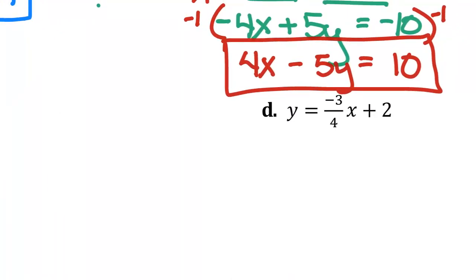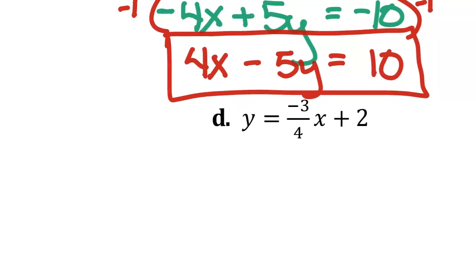So y equals negative 3/4 x plus 2. We have a fraction. Let's get rid of that fraction. Right now we have 4 in the denominator. So let's just multiply everything by 4. You get multiplied by 4. You get multiplied by 4.